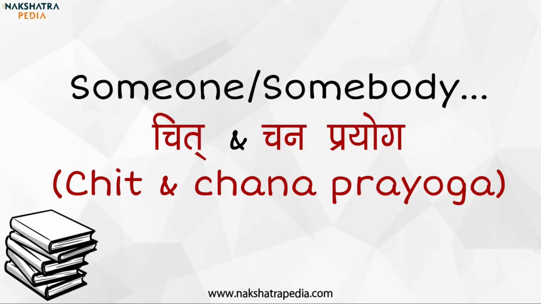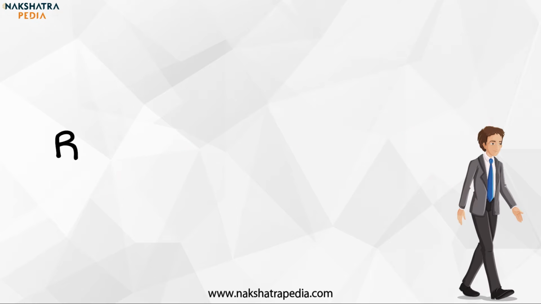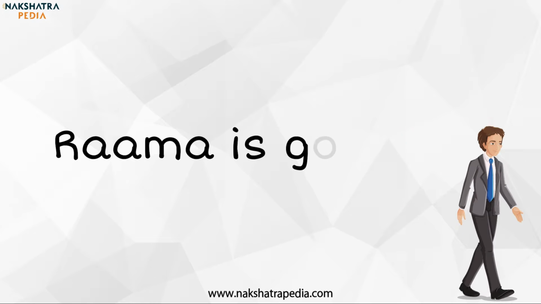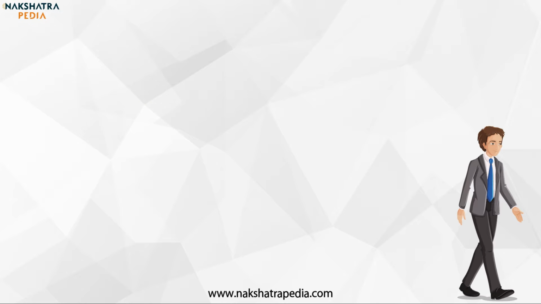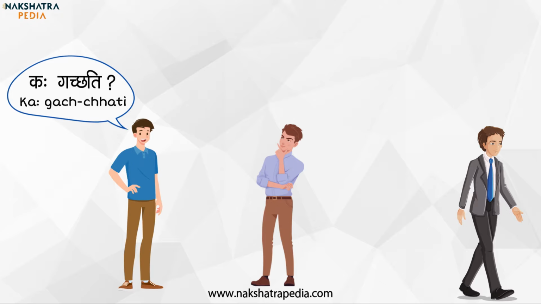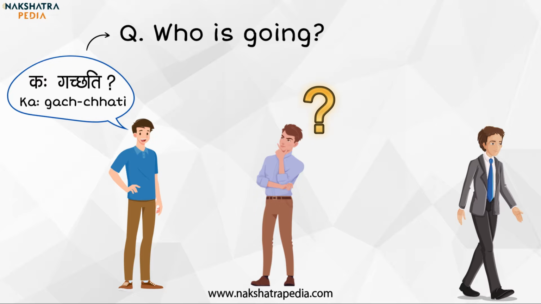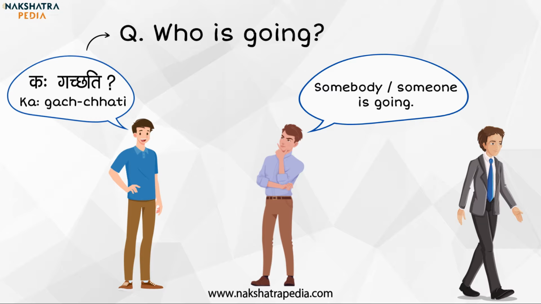Now we are going to learn about expressing uncertainty, that is, someone or somebody. Let's check a sentence. Ram is going. Here in the sentence, it is sure who is going, that is, Ram is going. Let's say someone asks you, "Kaha gacchati?", that is, who is going, but you are not sure about who is going. In that case, you may say somebody or someone is going. So this expresses uncertainty.